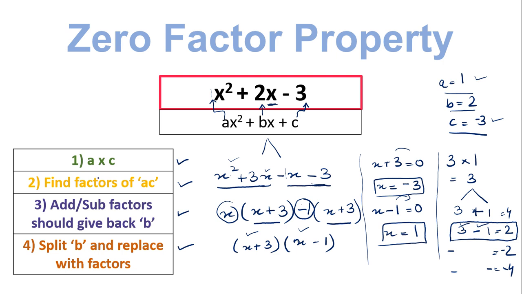The steps over here are very important. A times c, then you find the factors of AC, then adding and subtracting those factors should give you back the b, and then you split the b and replace it with the factors that you figured out. And then once you have everything split up and written, you have to take out the commons, simplify, and put it in the form of factors. And then if you want to find the values of x, you equate each factor to 0, and then you figure out the values of x. So that's pretty much it. That's how you use the zero factor property on questions that involve quadratics.